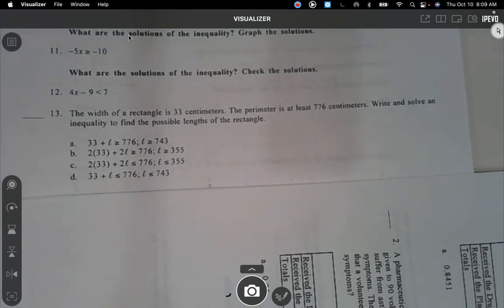Okay, so this one's a little bit weird. You have to know what the perimeter of a rectangle is.